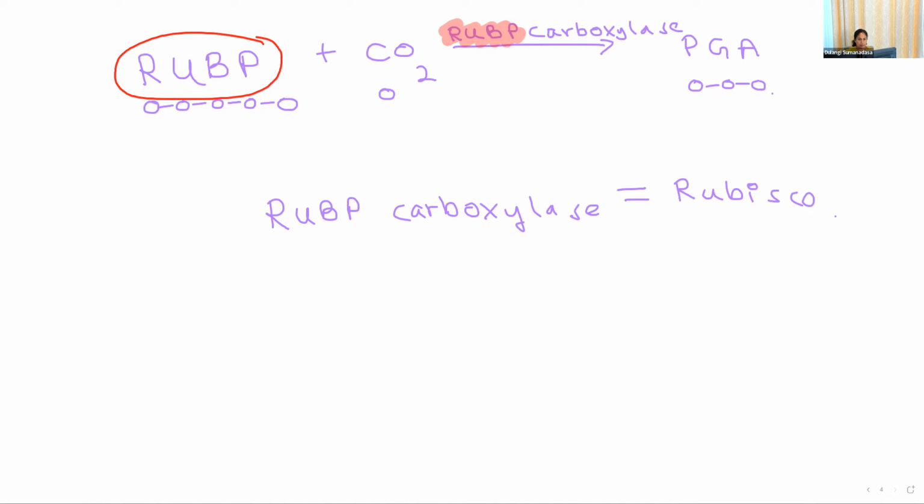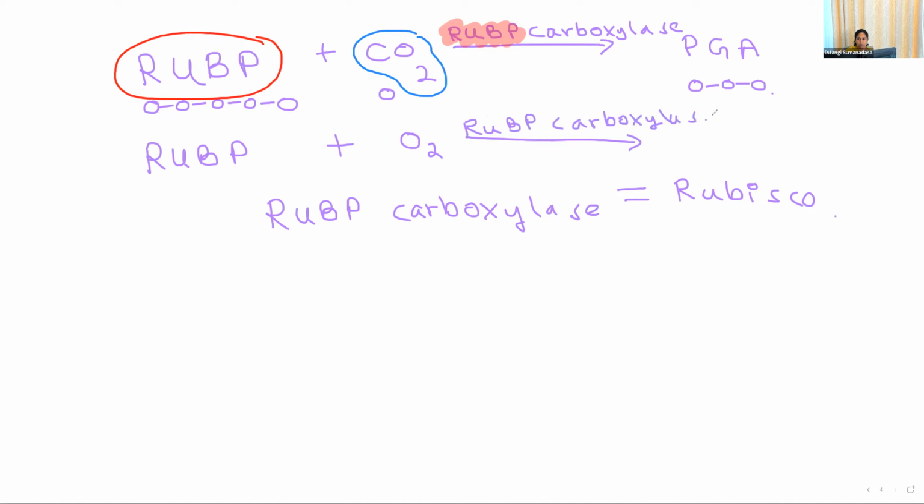But the disadvantage of Rubisco is that it can bind with either carbon dioxide or oxygen, right? So it doesn't always have to be carbon dioxide. It has the same affinity towards oxygen as well. Can you write down the oxygen example? So here it's binding with the oxygen, not with the carbon dioxide. There's no PGA, there's no Calvin cycle, it's going to stop, right? So this is photorespiration.